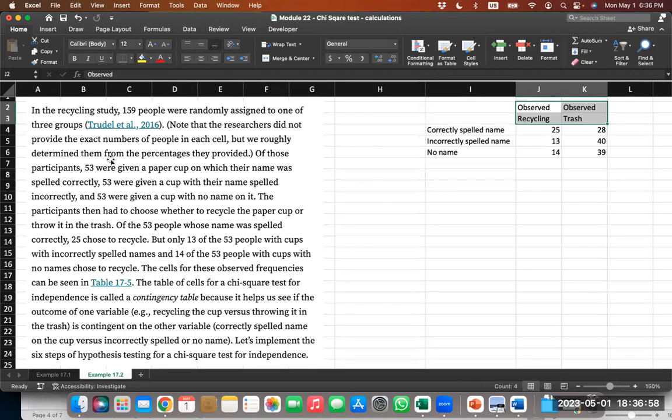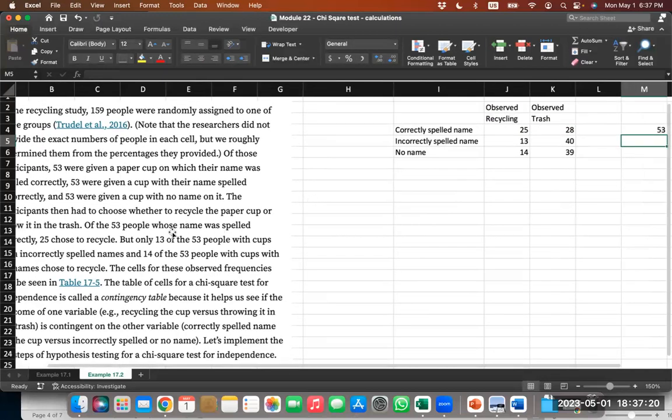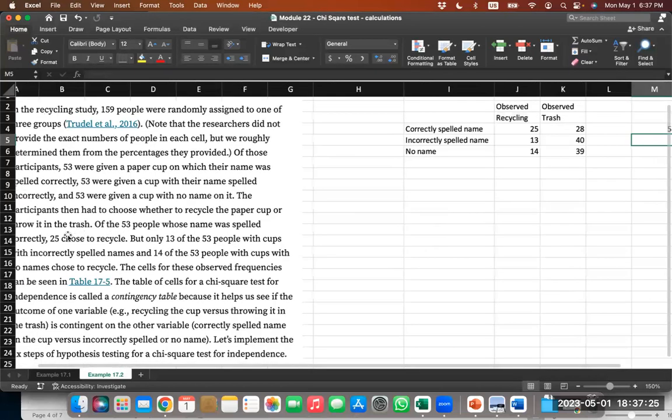So if you read it through, of those 159 people were randomly assigned to one of 3 groups. And that was a real research study of note. Of those participants, 53 were given a paper cup of which their name was spelled correctly. So that is a total of 53. Out of those 53, only 25 chose to recycle. So these are these 25. The resultant difference here is 28. So 53 is 28 plus 25.